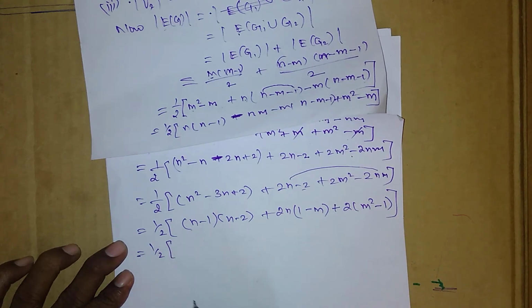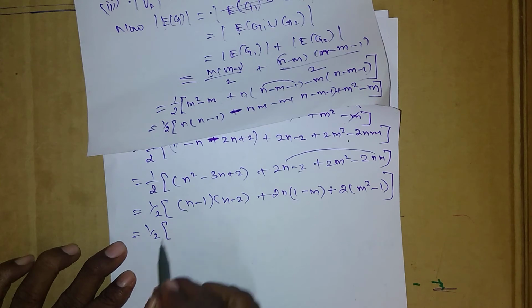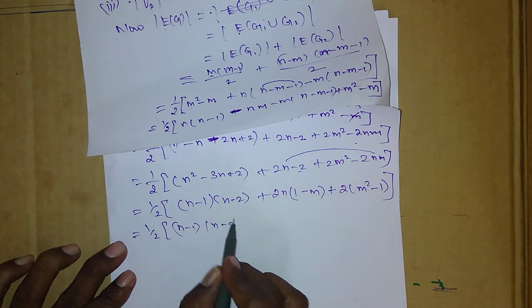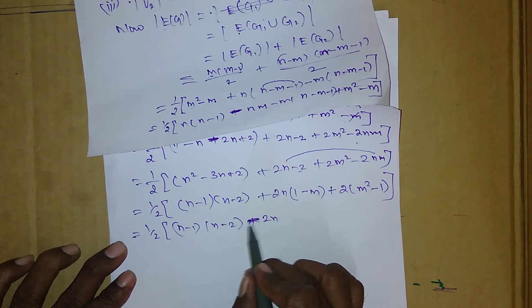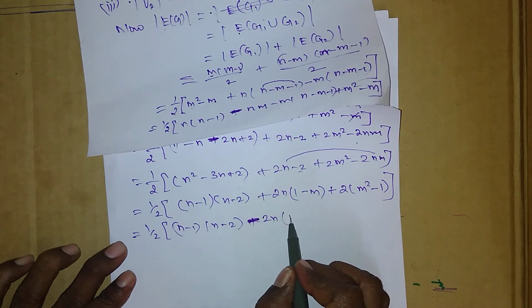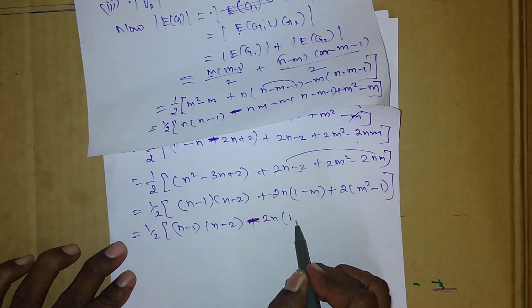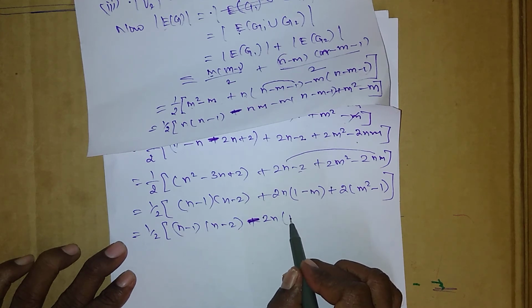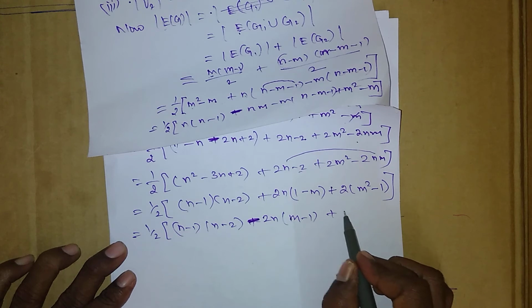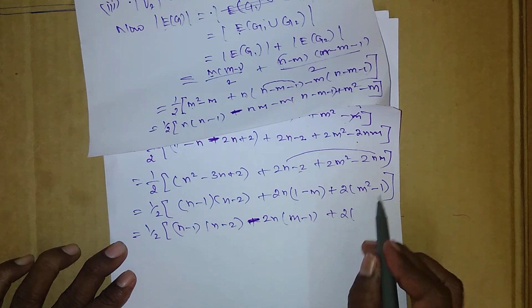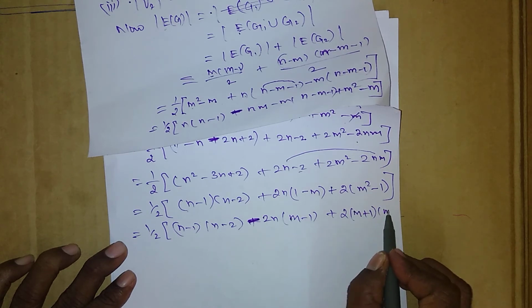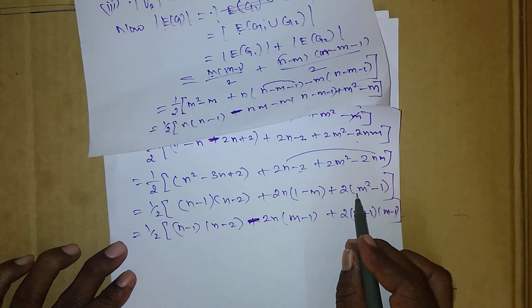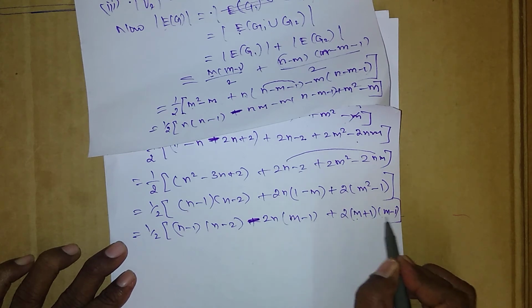Which is equal to 1/2 into n minus 1 into n minus 2 plus, I am taking minus outside. It is m minus 1 plus 2 into, this is a square minus b square, written as a plus b into a minus b. A square minus b square is written as a plus b into a minus b.